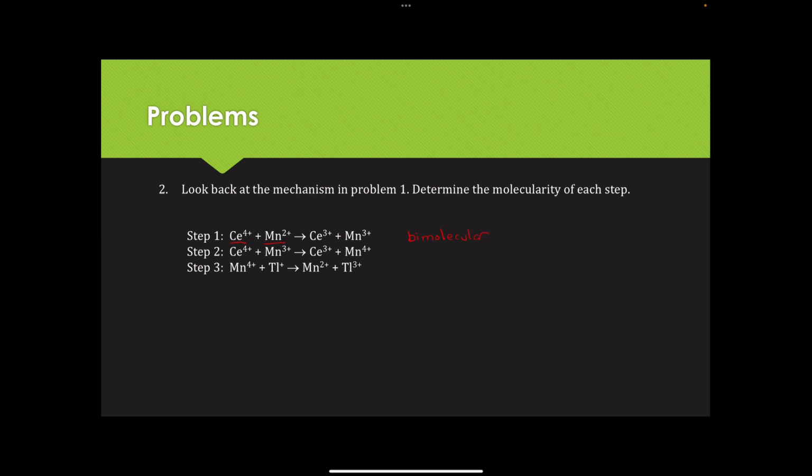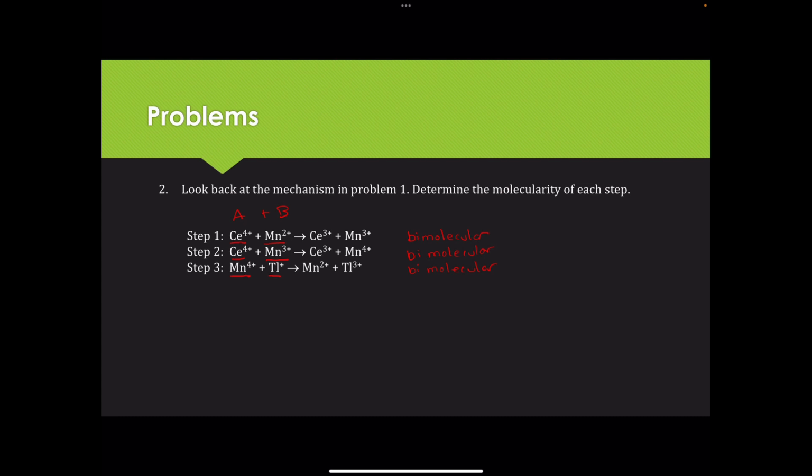Step 2, Ce4+ plus Mn3+. Two things interacting. That is bimolecular. Mn4+ plus Tl+. Again, two things interacting. Bimolecular. Now, all of these were scenarios of an A plus B, so two different things interacting.